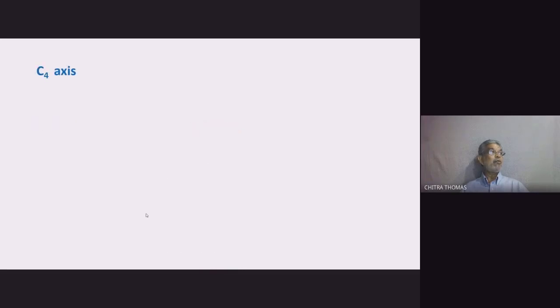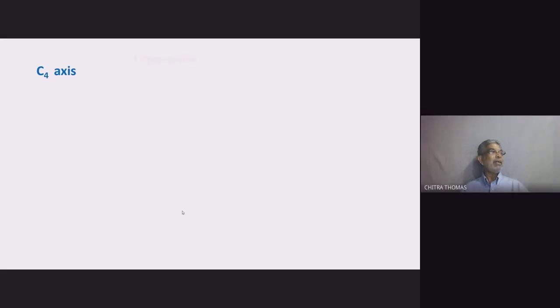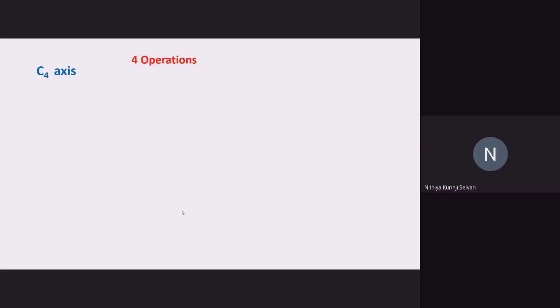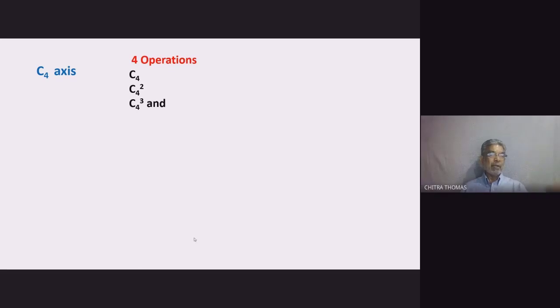Now C4. How many operations? You can tell me. 4 operations. That's good. Now, what are the 4 operations? C4, C4², C4³, C4⁴, that's all. Once you learn to write one cycle, you can write all cycles.